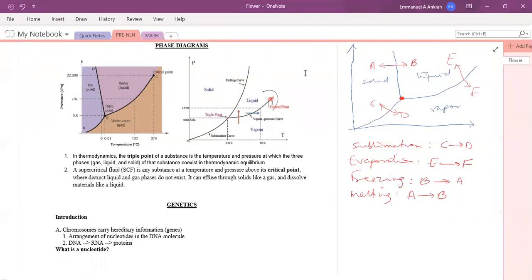But for the test, mainly know the regions, like from A to B, B to C, what they represent. Great. All right, any questions on using this diagram? We'll see that shortly in questions. Any questions so far? Okay, all right, great.